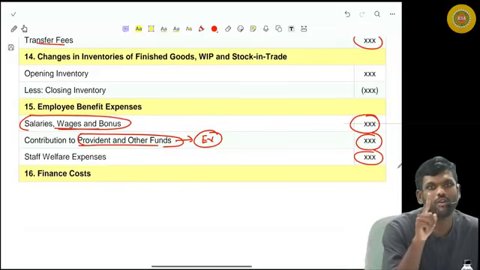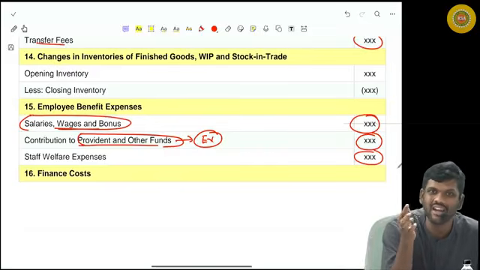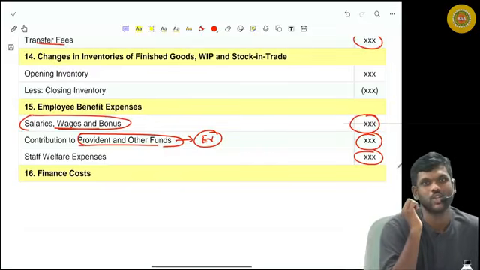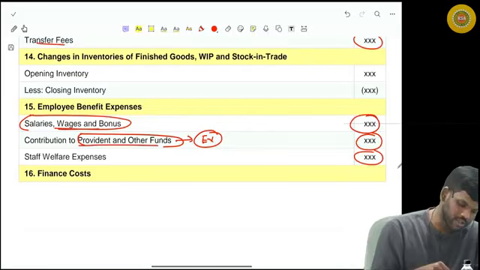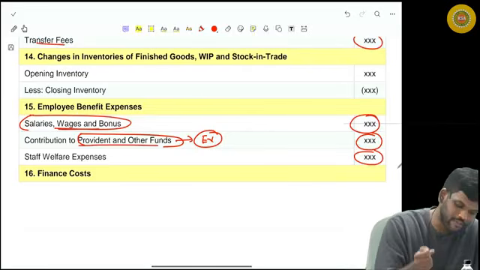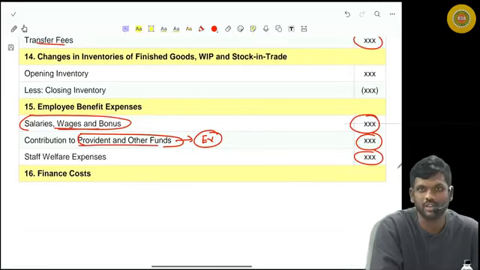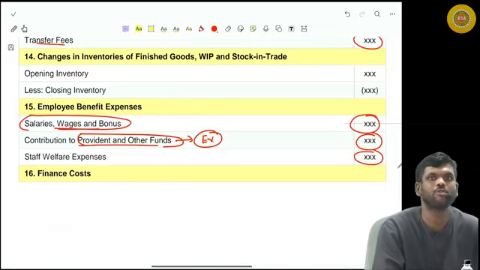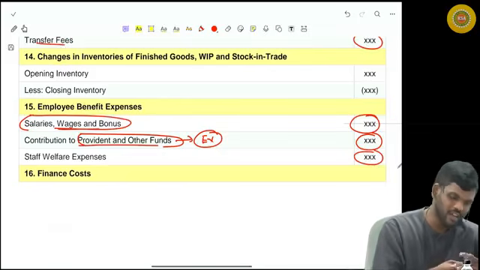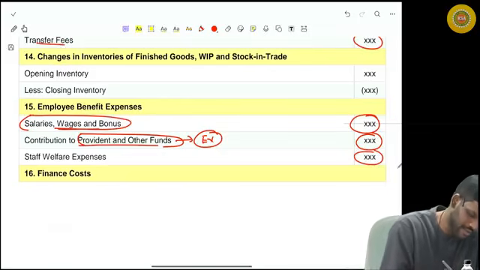Because the employee's contribution is taken from the salary and given. So employee's contribution will come as a part of salary itself. Employer contribution will come separately under contribution to provident and other funds. Okay.